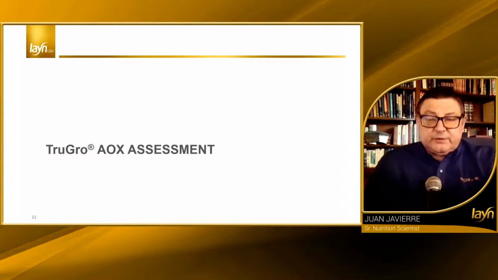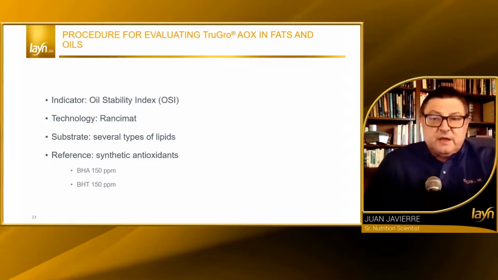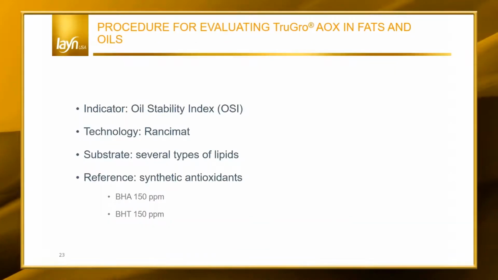On the development of TrueGrow, for the assessment of TrueGrow activity for stabilizing fats and oils, we use a recognized method that uses the Oil Stability Index, or OSI, based on Rancimat technology. We did our evaluations on several types of lipids to have a wide range of unsaturation indices that would allow us to understand how antioxidants work depending on the makeup and fatty acids of those lipids. And initially we had synthetic antioxidants as reference, BHA and BHT, applied at the maximum dose that is permitted in compound feed.